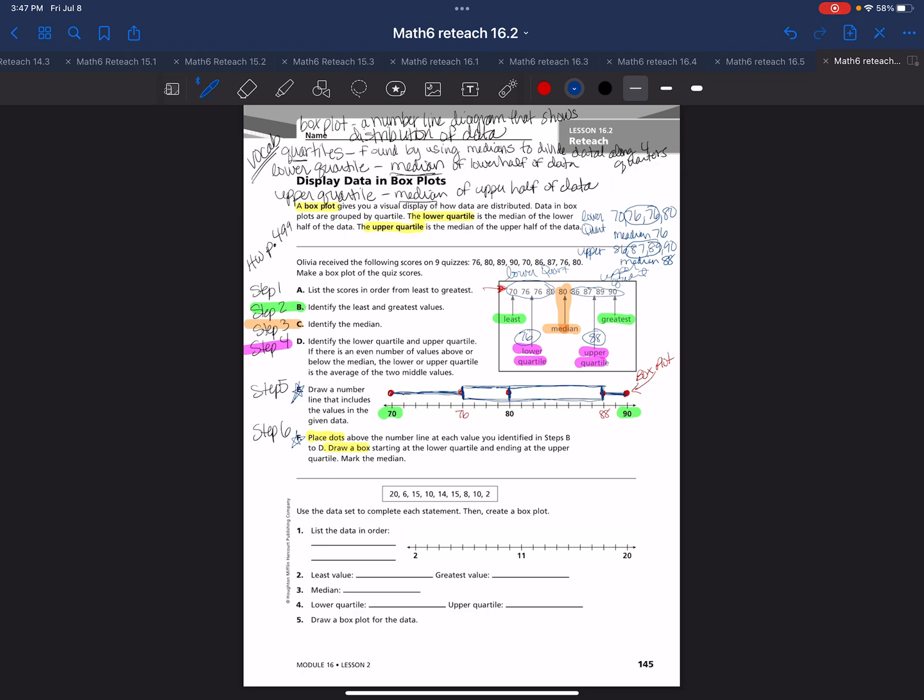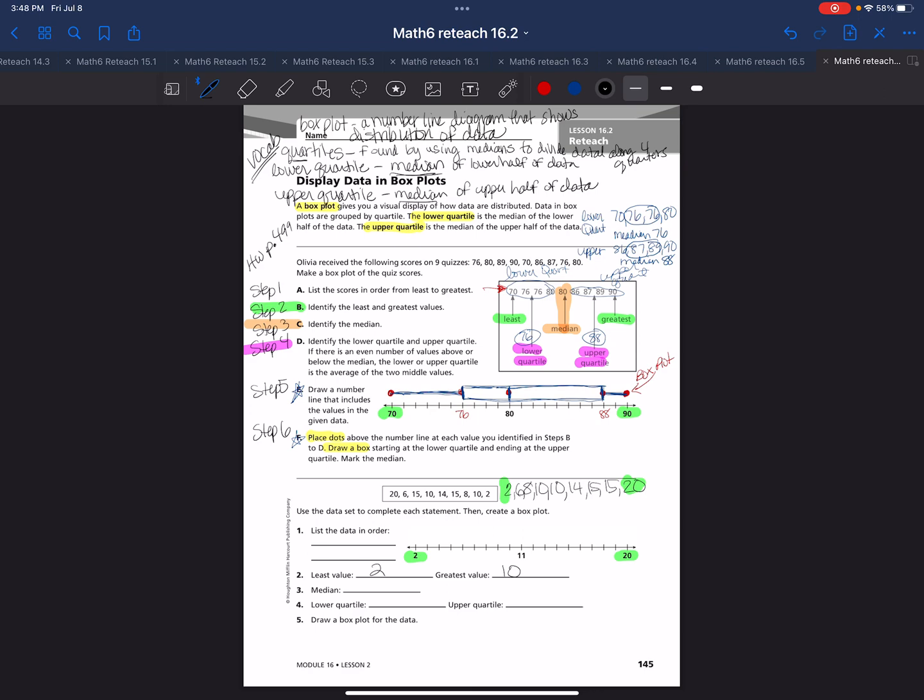Let's do the next one together below. So step 1, it says list the data in order. I'm going to do that right here. 2, 6, 8, 10, 10, 14, 15, 15, 20. And then I need to create a number line that includes the least to the greatest. So I know here, this is my least value, and then this is my greatest value based on my number line. So my least value is 2, my greatest value is 20.